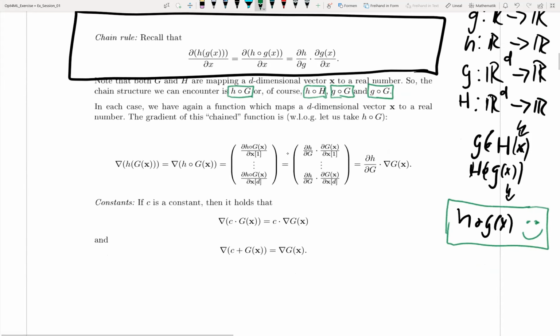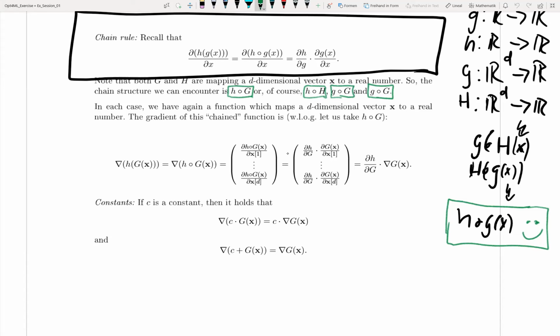And let's, without loss of generality, say we want to look at the composition of h and G. Yeah? We could also do the same for the other three variants, but the result will be the same. Okay, what will be the gradient? Yeah, so the derivative of this composition. First applying G, then h.